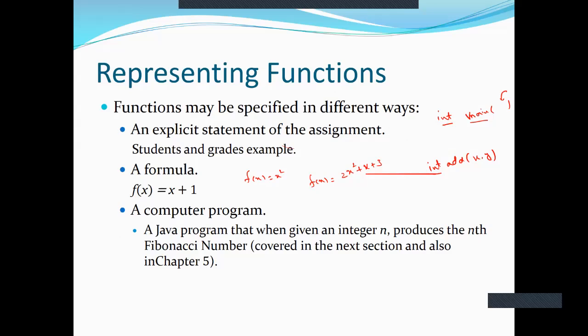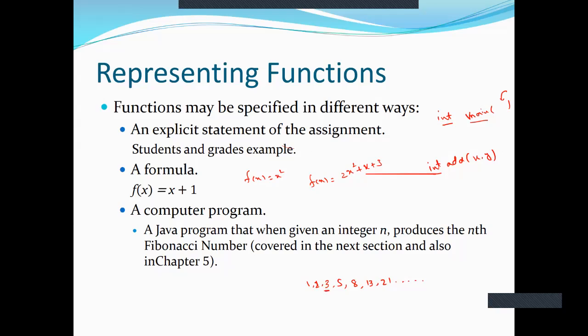So the Fibonacci numbers are like 1, 1, 2, 3, 5, 8, 13, and then 21, and so on. So these are the Fibonacci numbers. What is the series? How are these formed? So the next number is the sum of the previous two.